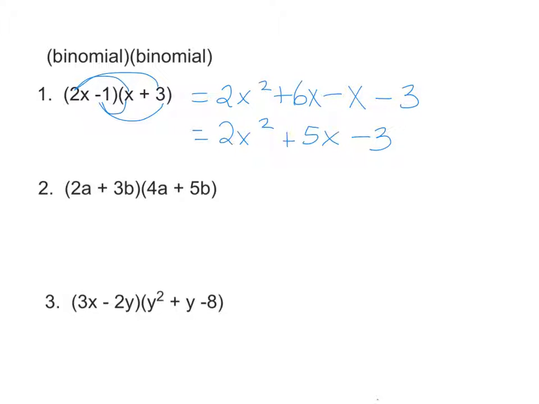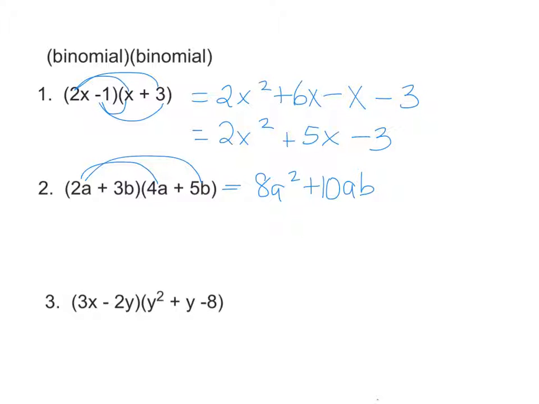Same process in the second one. Take the first term and multiply it by everything in the second bracket. So we're going to go 2a times 4a. How much is that? 8a squared. And then 2a times 5b. Oh, do you know what that is? 10. So plus 10ab. Good. Yeah.